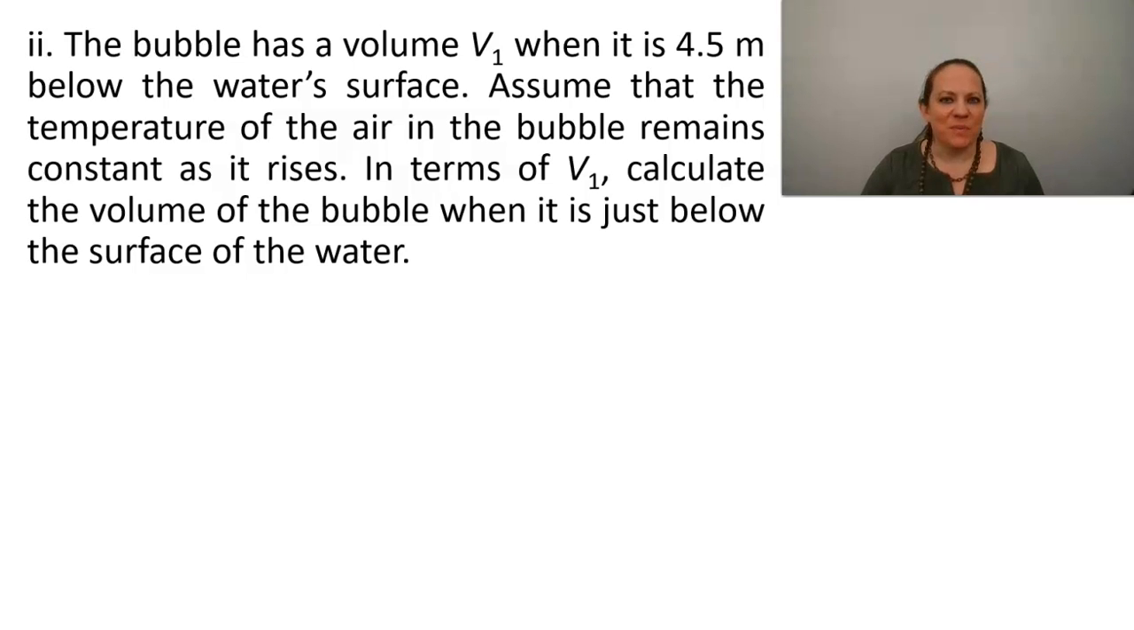And part 2. The bubble has a volume V1 when it is 4.5 meters below the water surface. Assume that the temperature of the air in the bubble remains constant as it rises. In terms of V1, calculate the volume of the bubble when it is just below the surface of the water. So this is talking about 2 different volumes at 2 different pressures. That's ideal gas law.